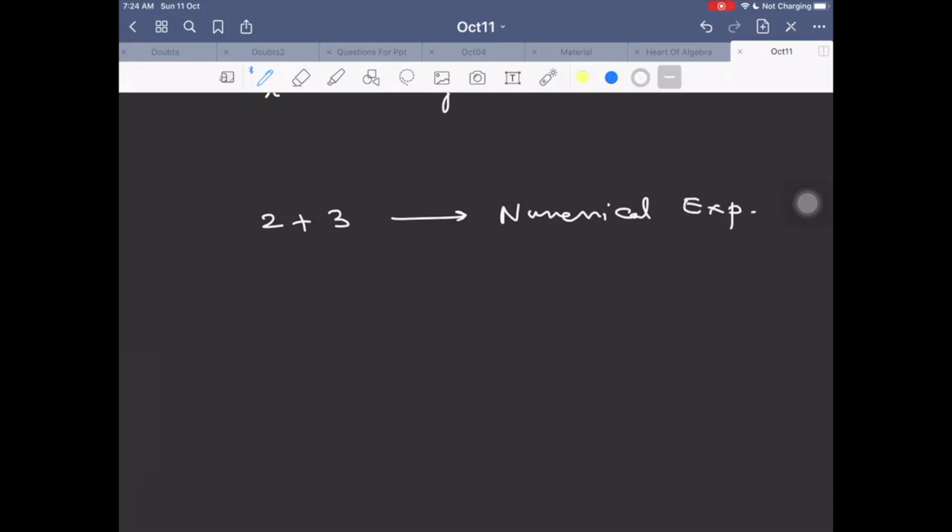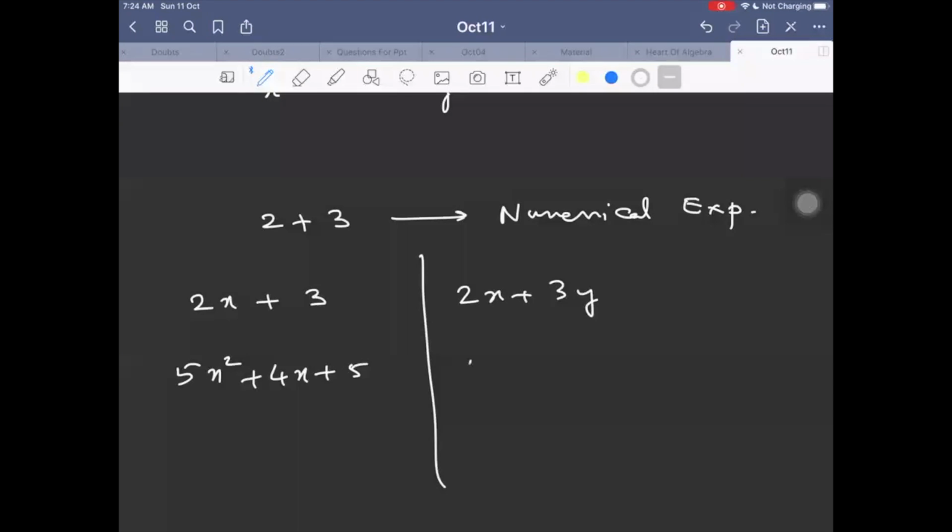Okay. Now 2x plus 3, 5x square plus 4x plus 5. 2x plus 3y, 4x square plus 5x plus 5xy plus 6y square plus 7 plus 8x. This is a numerical expression. These four are algebraic expressions.